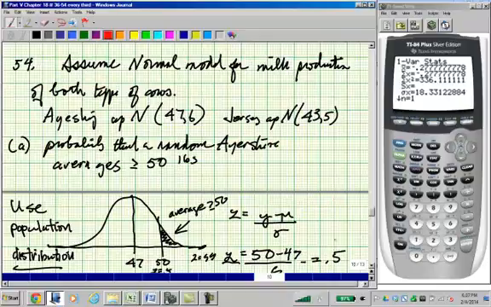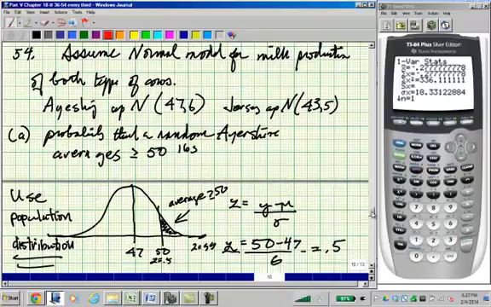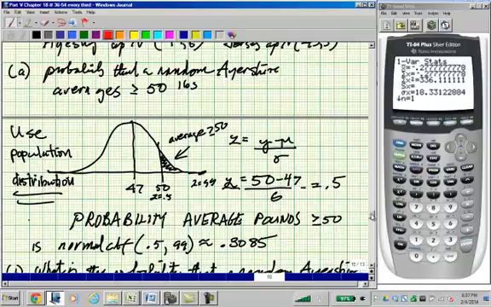Okay, now we're using the population. We're not using a sampling distribution. We're using the population because we're talking about one randomly selected cow. So 47's in the middle. We're going to use a normal model because it's a normal distribution. We're told that.